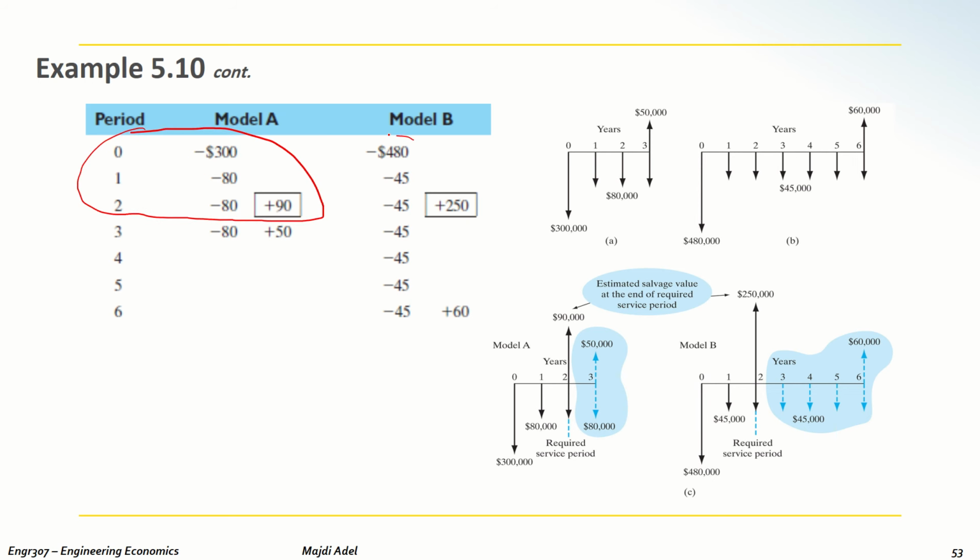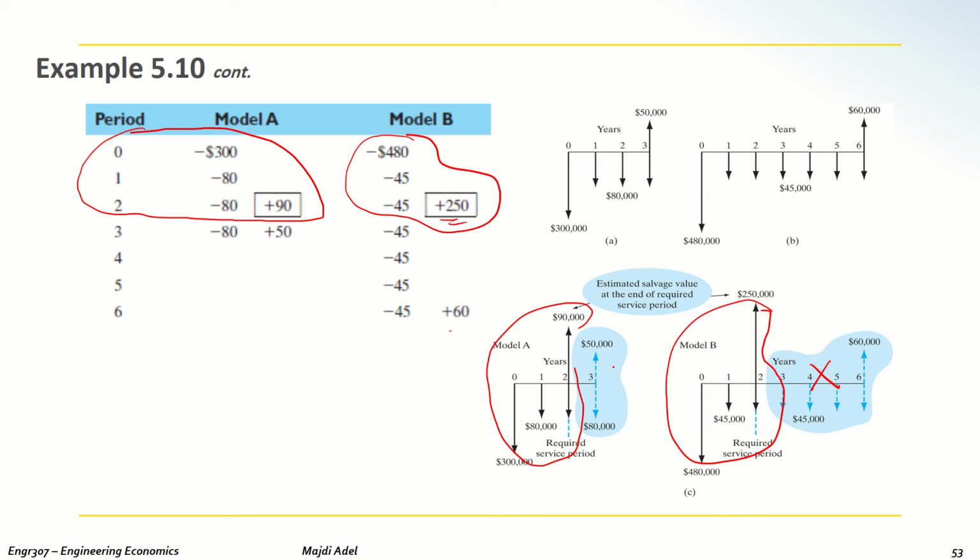And the same goes for Model B. 80,000 is the cost of 2 machines, and 45,000 is the operating cost of 2 machines, and the salvage value is the salvage value of 2 machines. Okay, and this diagram represents the net cash flow for both models. This is for Model A and this is for Model B. So this is excluded from the analysis. I don't need this.